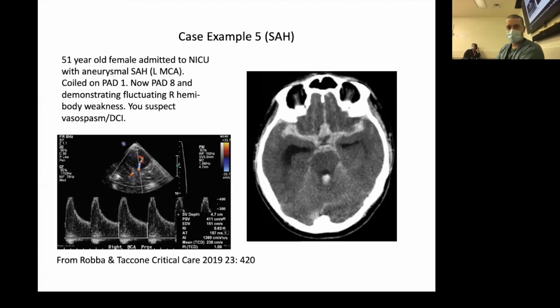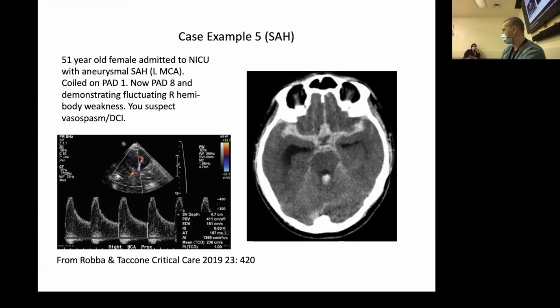But so, it's a 51-year-old female. Usually this happens around Christmas time, and you get a whole bunch of these subarachnoid hemorrhages. She has a big aneurysmal left subarachnoid hemorrhage. She's coiled on post-admission day 1. And now it's post-admission day 8, and all of a sudden, she was moving all fours, not bad, and all of a sudden, boom, she has this intermittent hemiplegia and gets a little bit knocked off in all these episodes. And so you're thinking, oh, this is probably vasospasm or delayed cerebral ischemia.